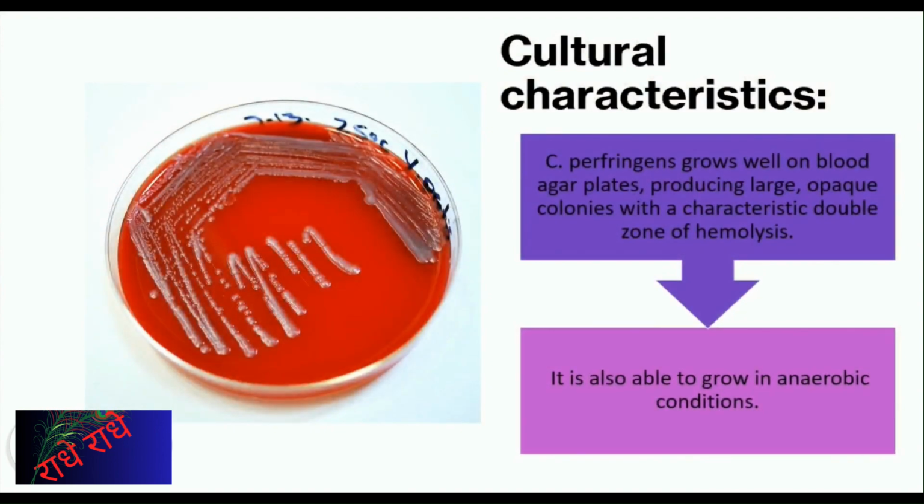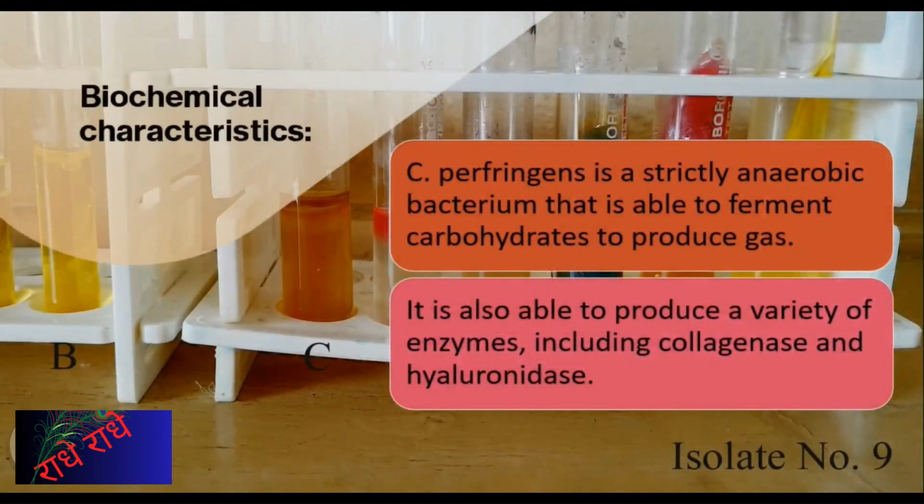C. perfringens grows well on blood agar plates, producing large opaque colonies with a characteristic double zone of hemolysis. It is also able to grow in anaerobic conditions. C. perfringens is a strictly anaerobic bacterium that is able to ferment carbohydrates to produce gas. It is also able to produce a variety of enzymes, including collagenase and hyaluronidase.